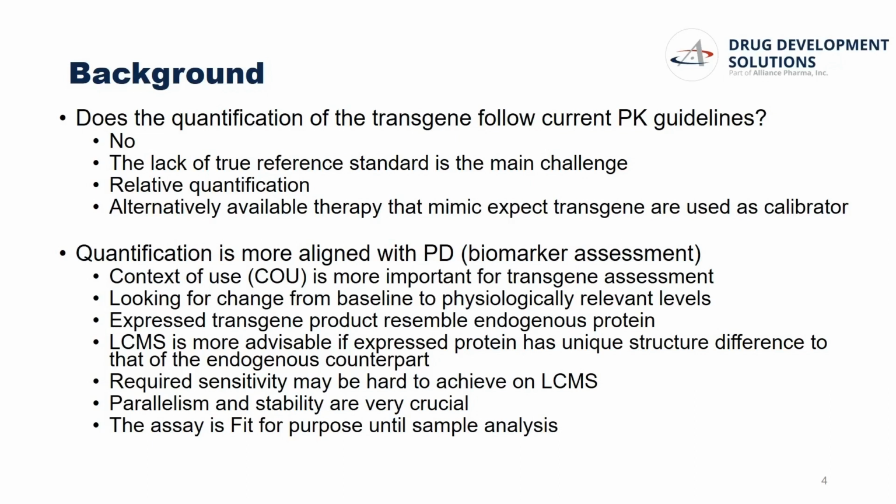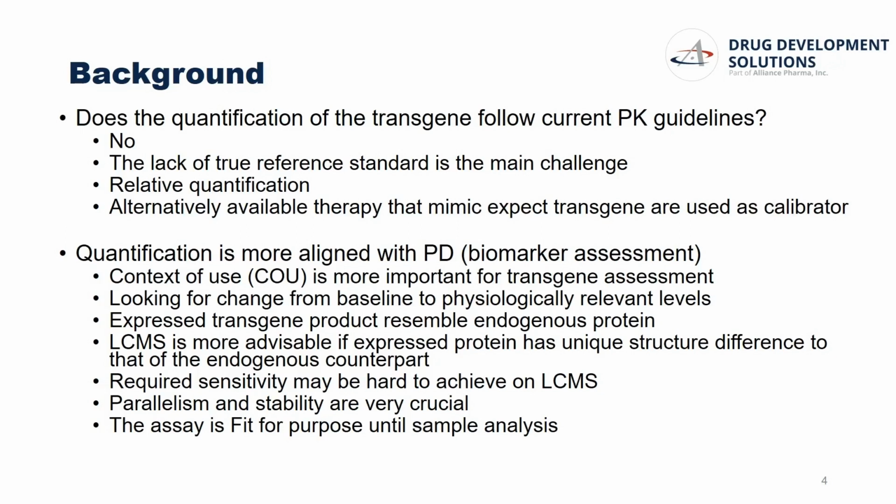As a result, it's very hard to discriminate between the endogenous molecule and the transgene product. So if you know that there will be some sequence dissimilarity between your transgene product and your protein, we would always advise to use the LCMS method, which will be able to discriminate between those two. However, we all know that the LCMS method might lack some of the sensitivity that a ligand binding assay might be able to provide.